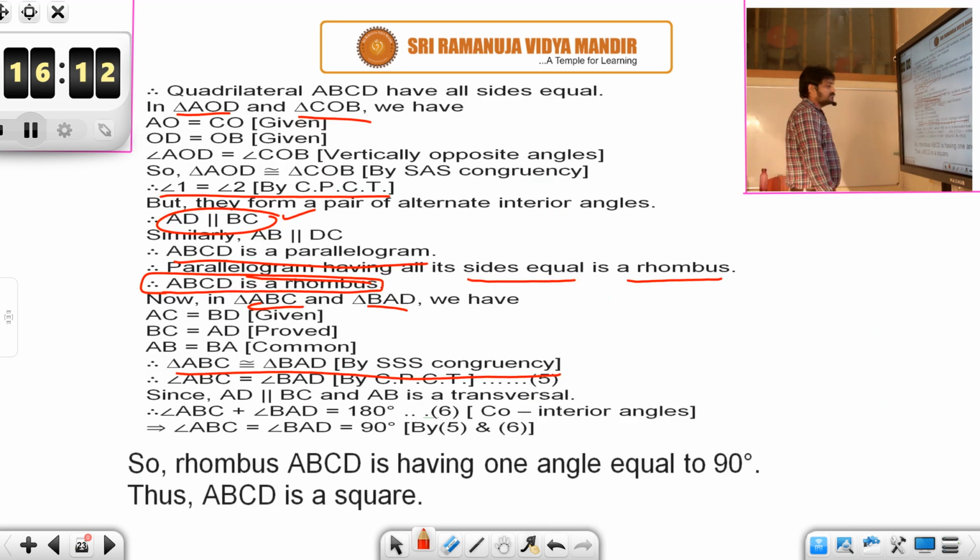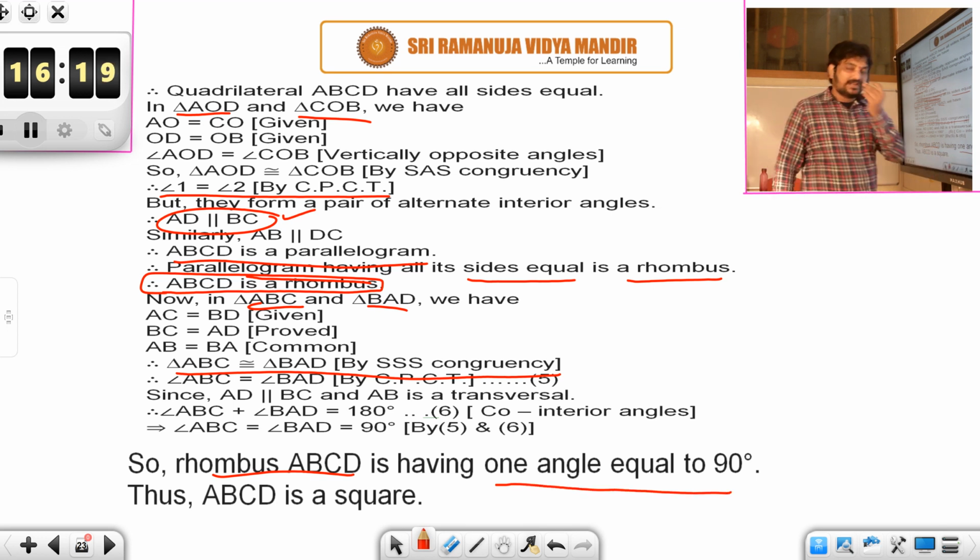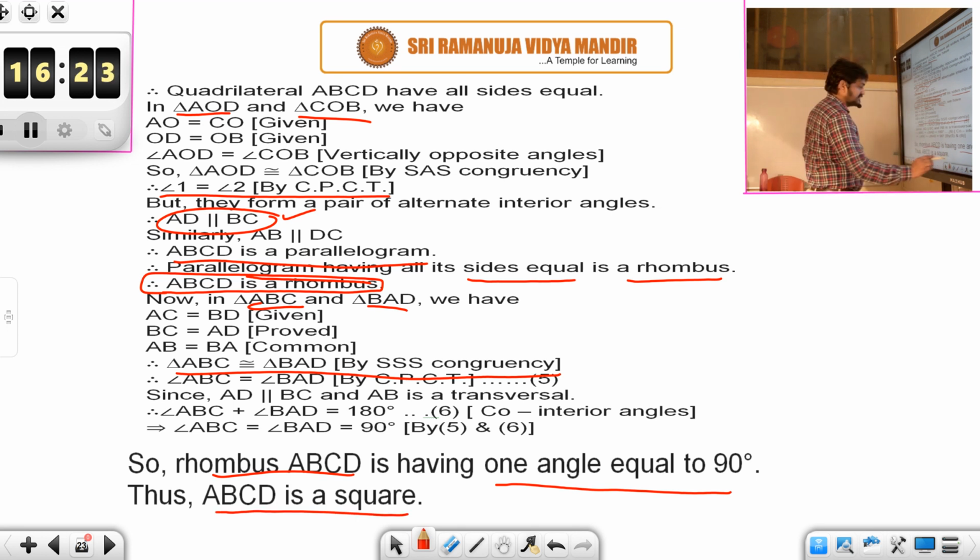Okay, students, so rhombus ABCD has one angle equal to 90 degrees, so the other angles also would be equal to 90 degrees. So hence ABCD is a square.